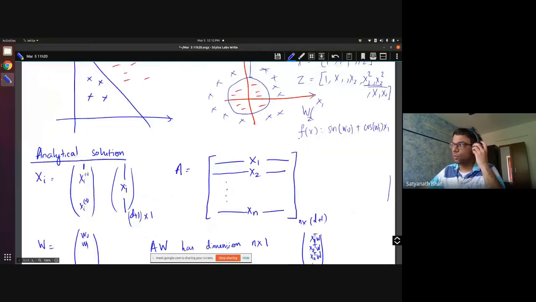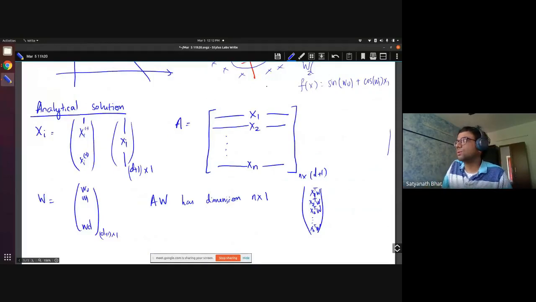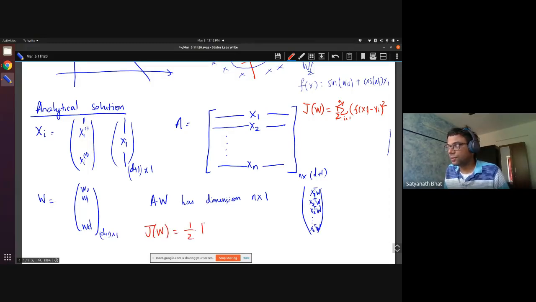So going to J(w), let me just try to make it very clear. What J(w) we had was summation of f of xi minus yi whole squared, i equal to 1 to n, right? If you really think about it, this is going to be Aw minus y. The norm of Aw minus y is what is going to be this. So J(w) is going to be half the norm of Aw minus y squared.